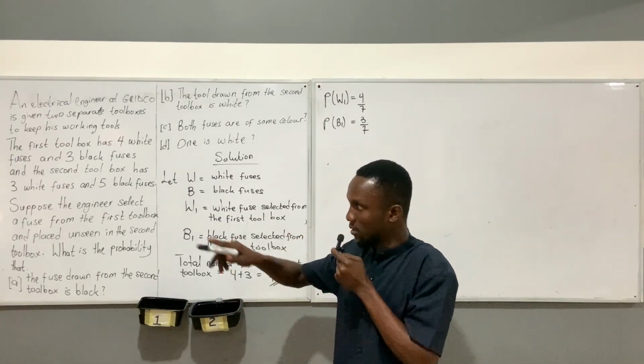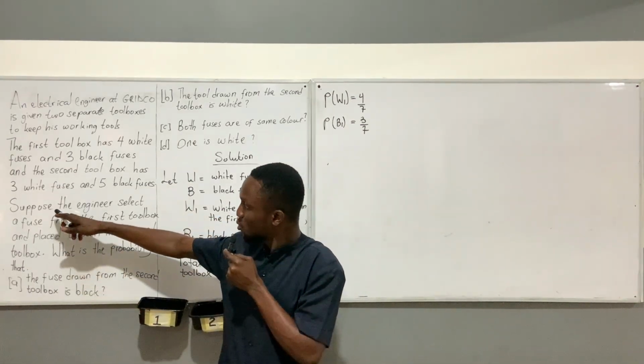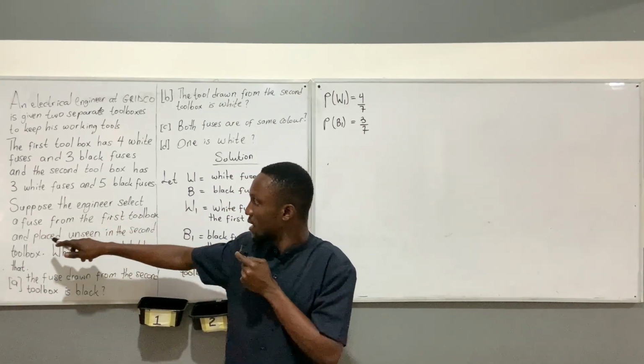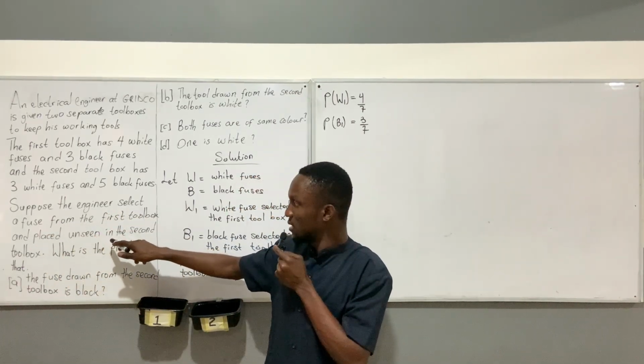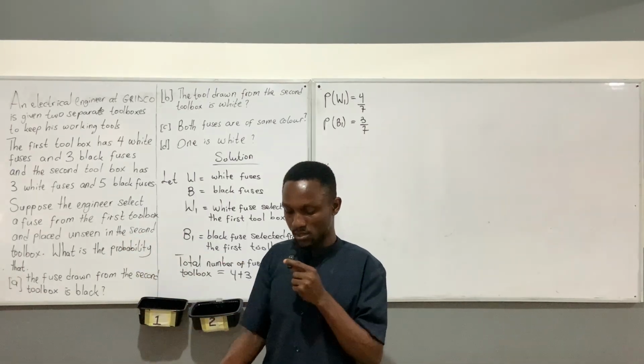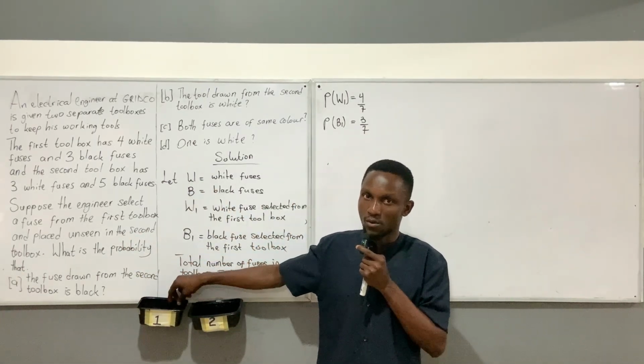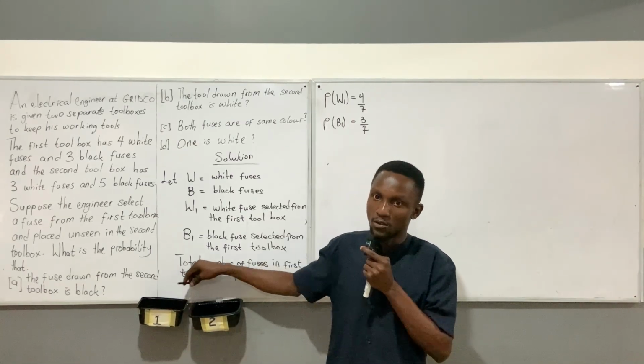But before we go there, look at the question. He said, suppose the engineer selects a fuse from the first toolbox and places it unseen in the second toolbox. He picked an unseen fuse. So let me pick one unseen, okay? And drop it here.